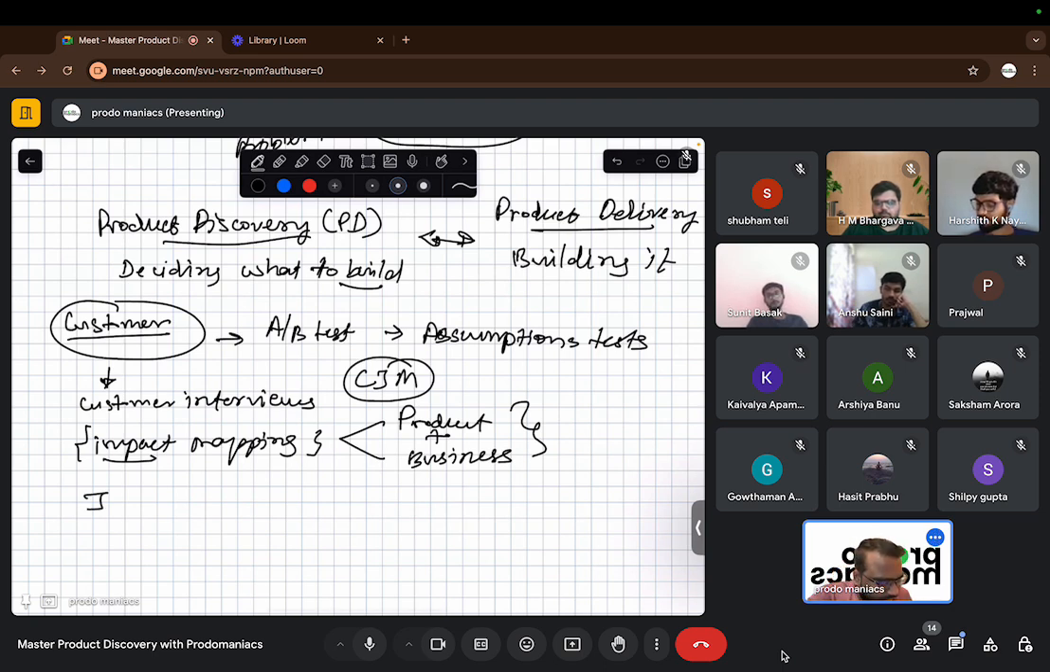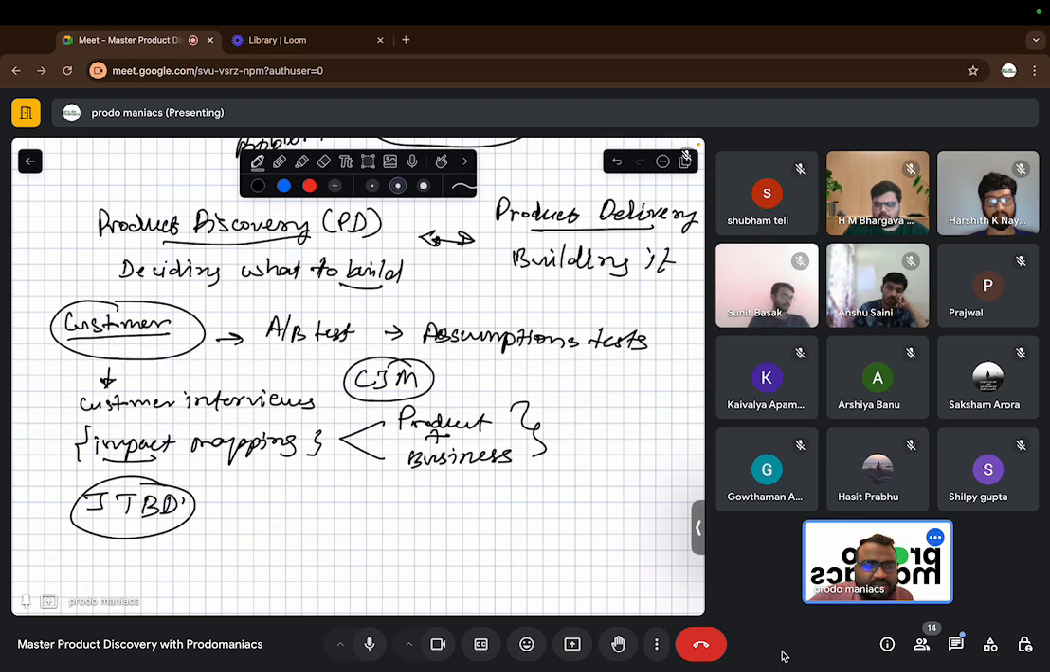Then you have also heard about the JTBD framework, right? Jobs to be done. These are just common frameworks wherein product leaders have tried to build some concepts around it, and they said this is how you try to figure out what the problem is, what the customer need is. So for jobs to be done, everyone must have heard a simple example: why do you use a toothbrush? Everyone says, I want to clean my teeth every day.